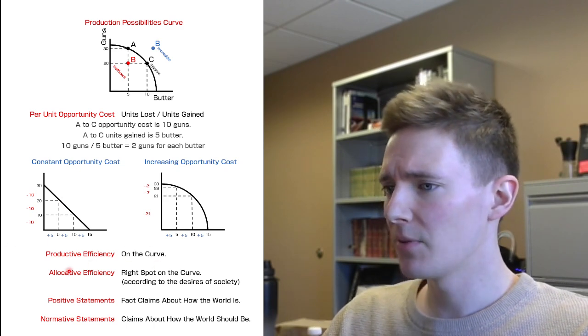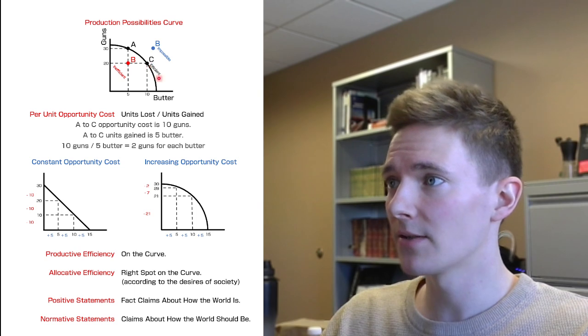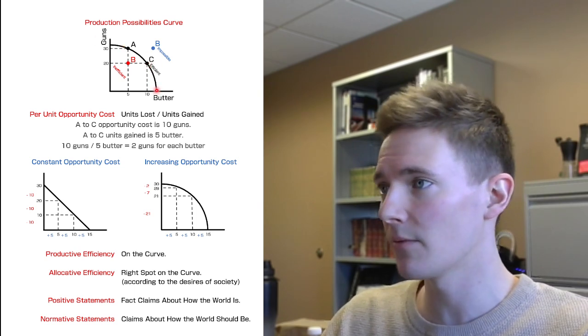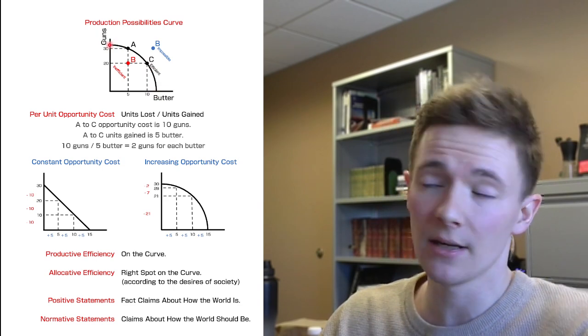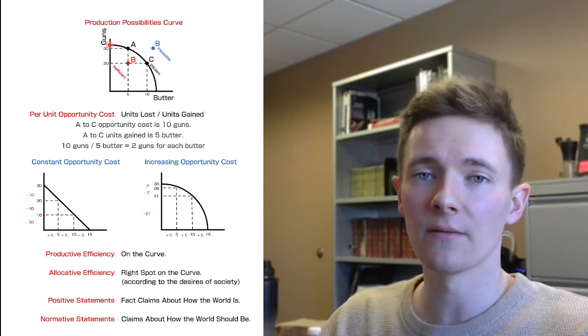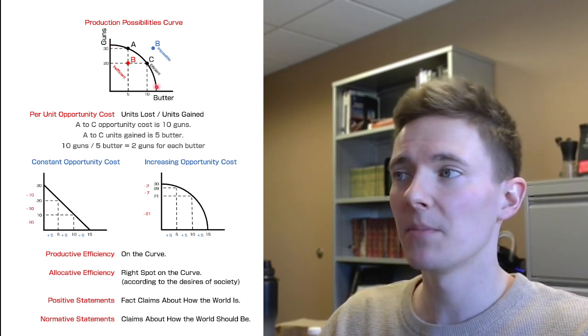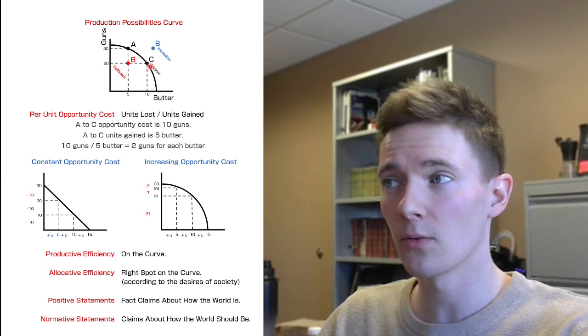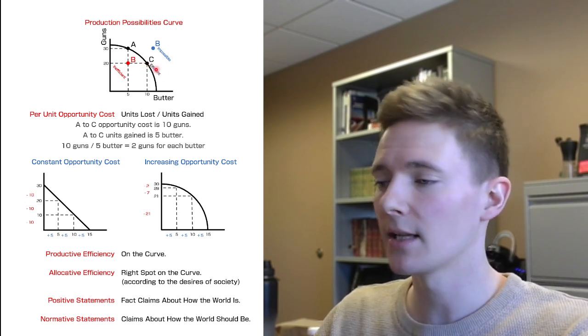Okay, again, productive efficiency is on the curve, right? So anywhere on the curve would be productively efficient. A is efficient, C is efficient. If there's something all the way on the axis here, that'd be efficient. If there's something all the way here, that would be efficient. But allocative efficiency is really producing the right amount of things for society. The production possibilities curve doesn't tell you that. You have to know the demands of society in order to pick the correct point, which would be allocatively efficient.